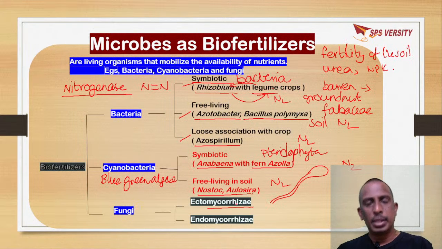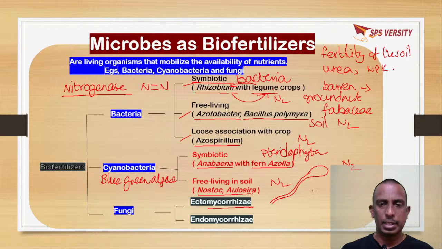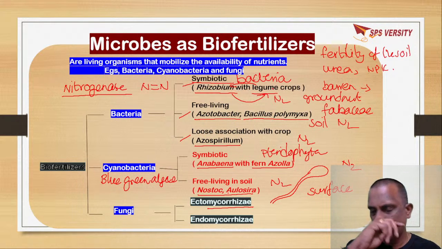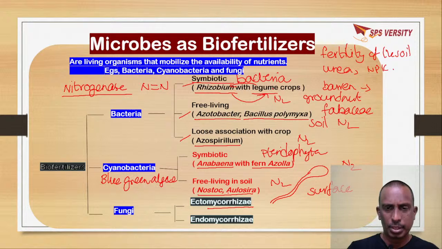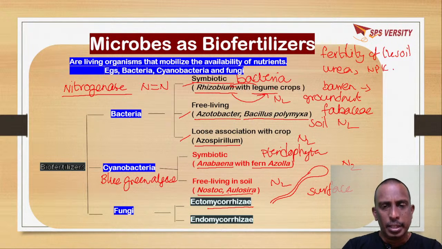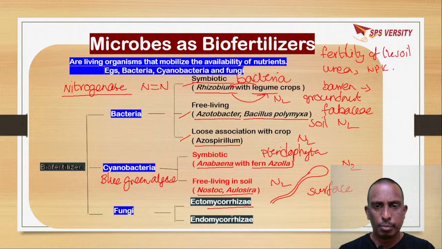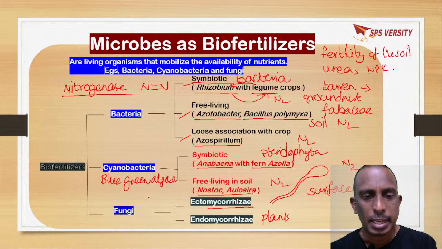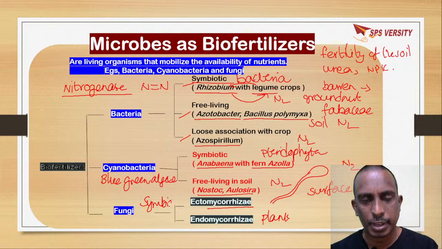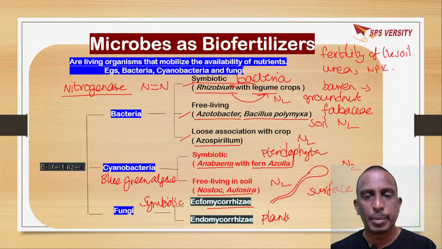Ectomycorrhizae means they will form a network on the surface of the roots of plants. The fungal hyphae will form a thick network on the surface of roots. They will fix atmospheric nitrogen and absorb nutrients like phosphate. Endomycorrhizae means they will enter into the body of the plants, and fix atmospheric nitrogen. So mycorrhizae is a symbiotic association where both fungi and plants are benefited.